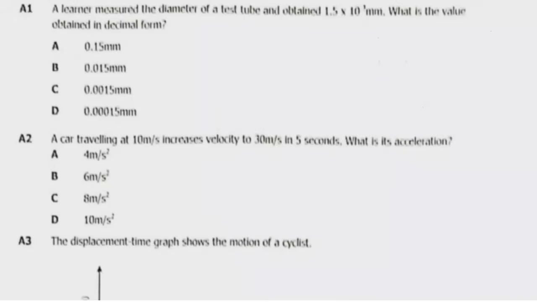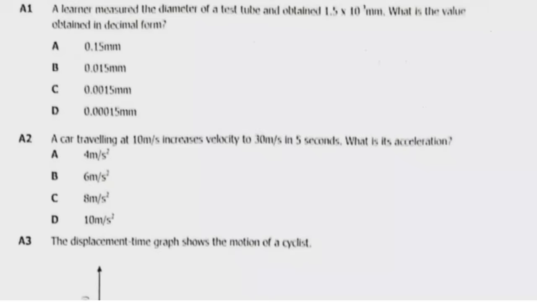As follows: a learner measured the diameter of a test tube and obtained 1.5 by 10 raised to the power of -3 millimeters. What is the value obtained in decimal form? A, we have got 0.15 millimeters, B, 0.015 millimeters, C, 0.0015 millimeters, D, 0.00015 millimeters. So how do we get the correct answer here?